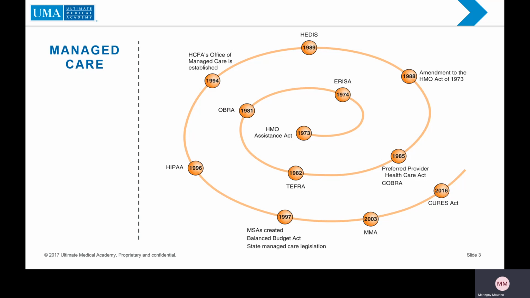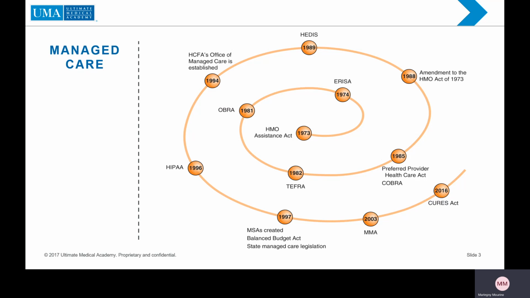Okay. Then in 1988, there was another amendment to the HMO Act. So from 1973, it was created in 73. In 82, it was modified. In 88, it was amended, and it was amended to allow federally qualified HMOs to permit members to occasionally use non-HMO physicians and be partially reimbursed. Okay, so very important.